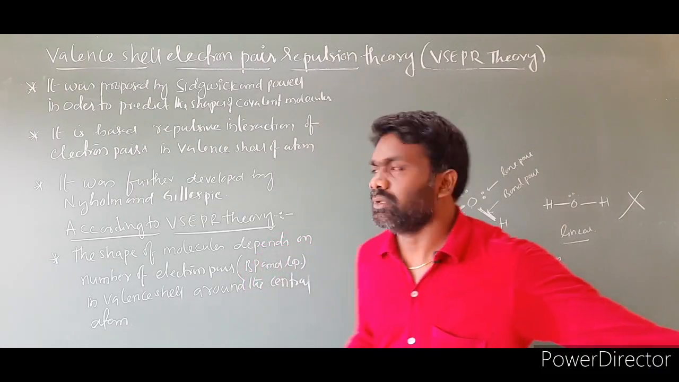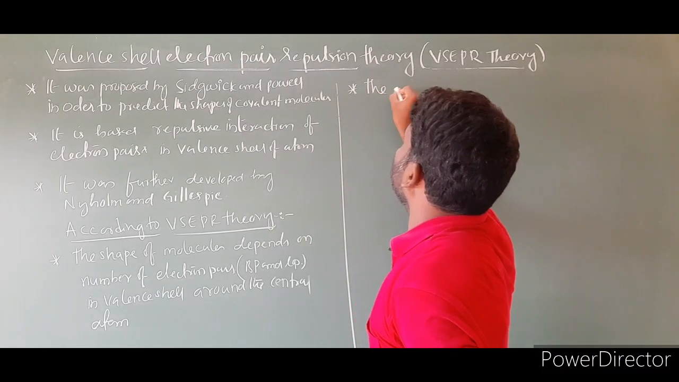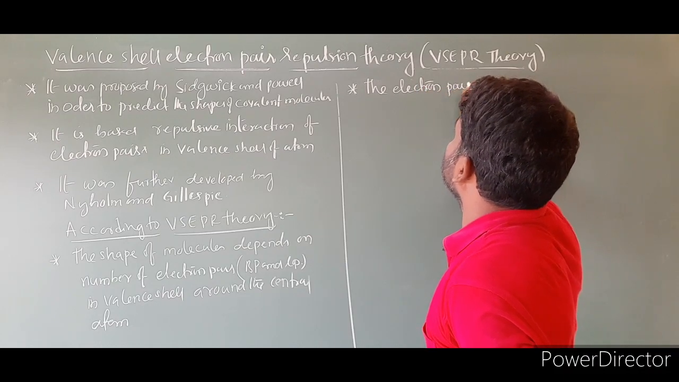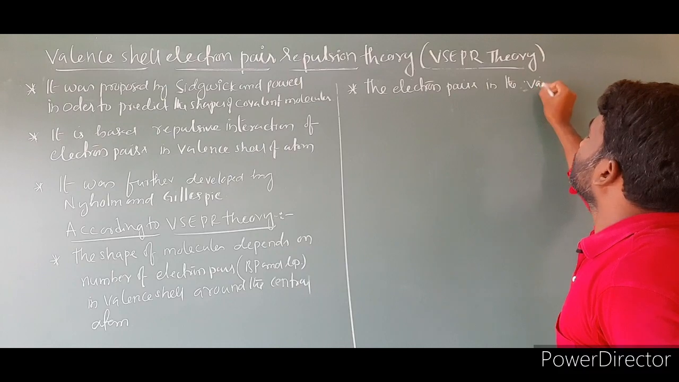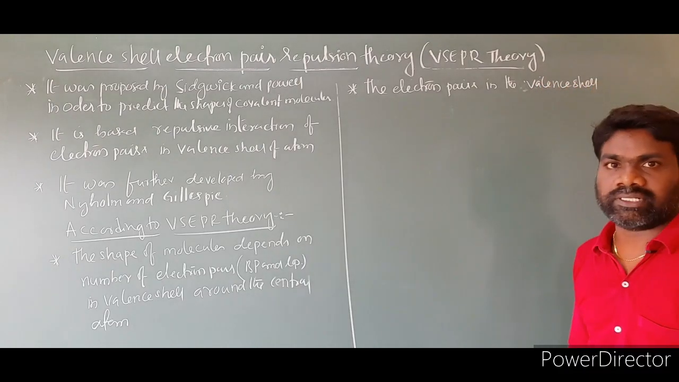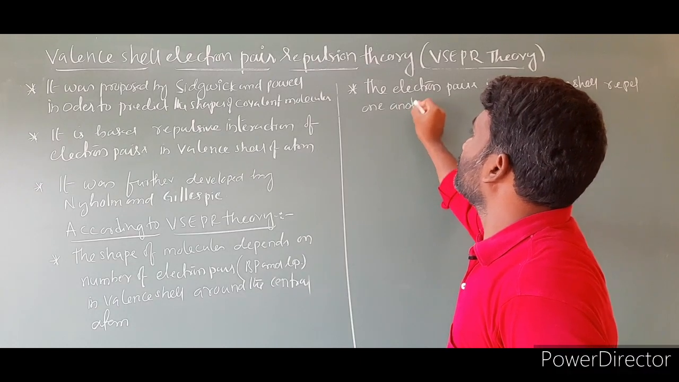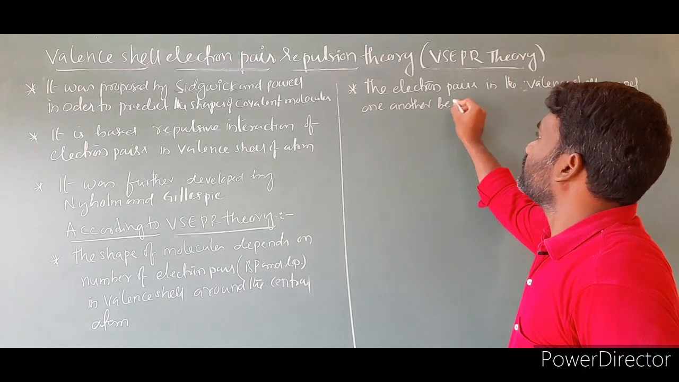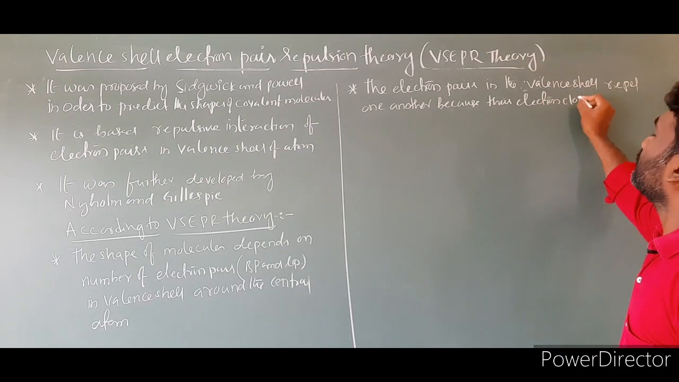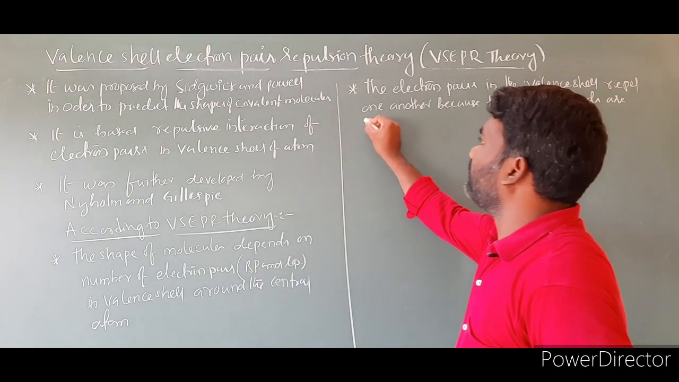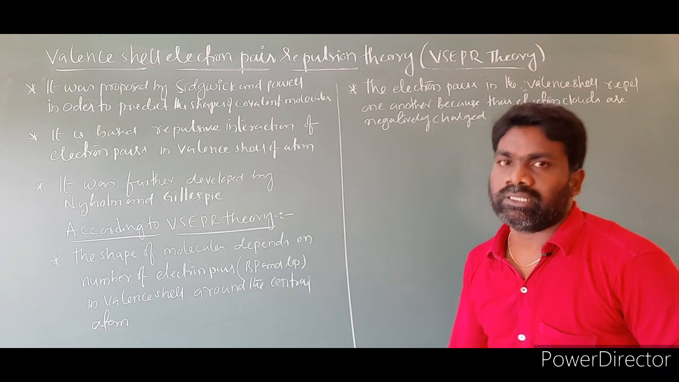Point number 2. The electron pairs in the valence shell repel one another because their electron clouds are negatively charged.